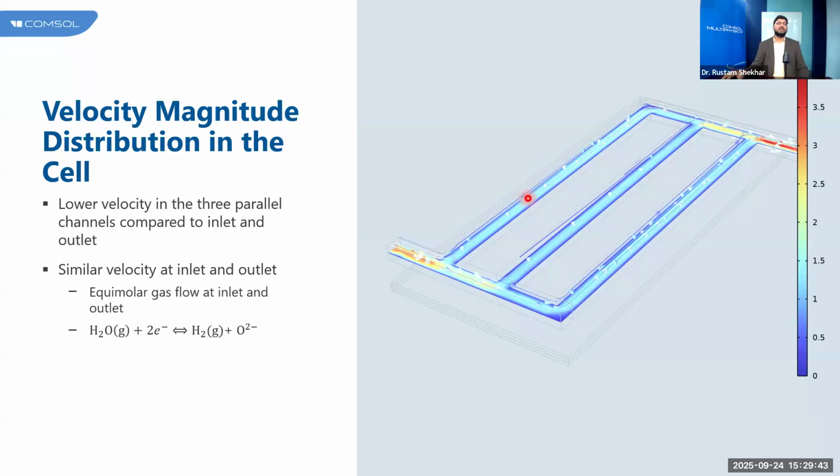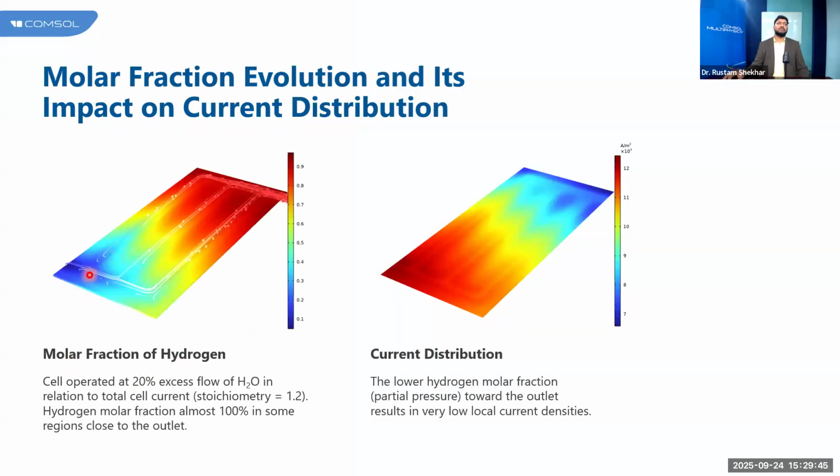And corresponding to that, we can see the molar fraction of hydrogen and the current density. The hydrogen fraction was lower at the inlet, and as we go along, we are increasing our hydrogen fraction as hydrogen is being produced. We operate the cell at 20% excess H2O with relation to current density, stoichiometry 1.2. So the hydrogen molar fraction is almost 100% in the region close to the outlet. Here we can see almost 100% hydrogen is available.